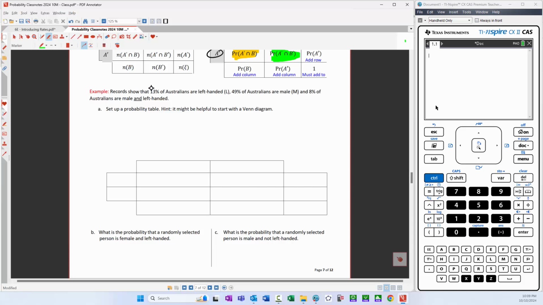So records show that 13% of Australians are left-handed and 49% of Australians are male. Okay, so the two things we're looking for are left-handedness and male. All right, so what we'll do is mark them down here. We can put either in either section, it doesn't really matter, but I'm going to say this is left-handed and this is not left-handed. All right, and we've got male and we've got not male. All right, now let's fill in the parts.